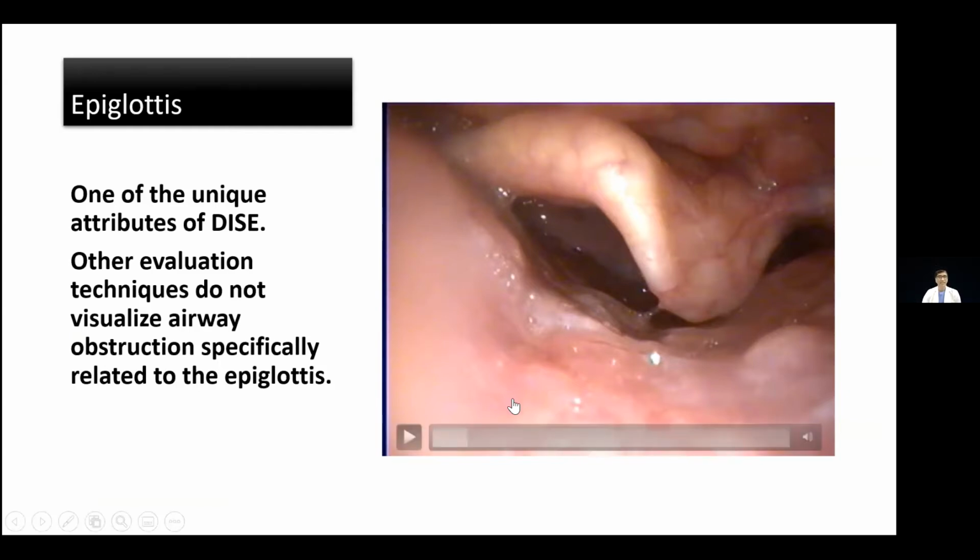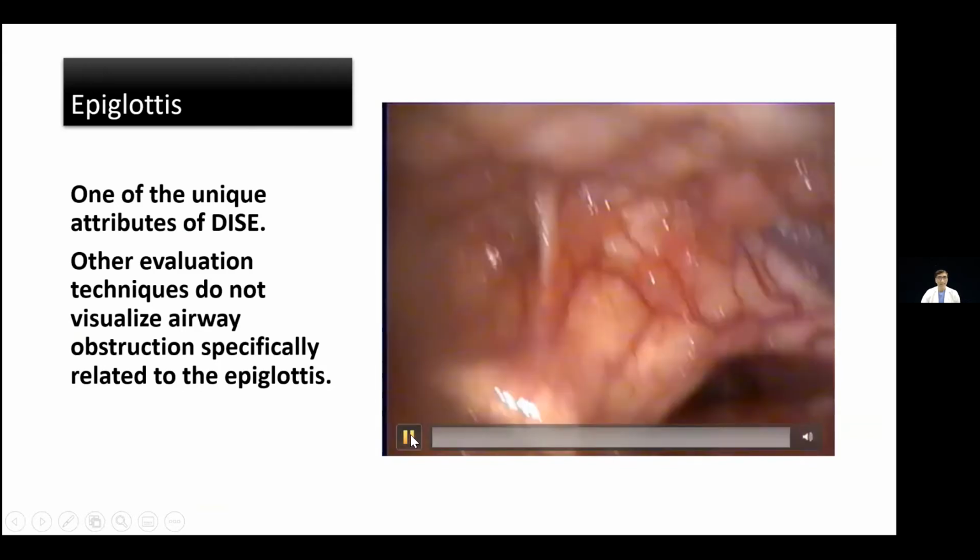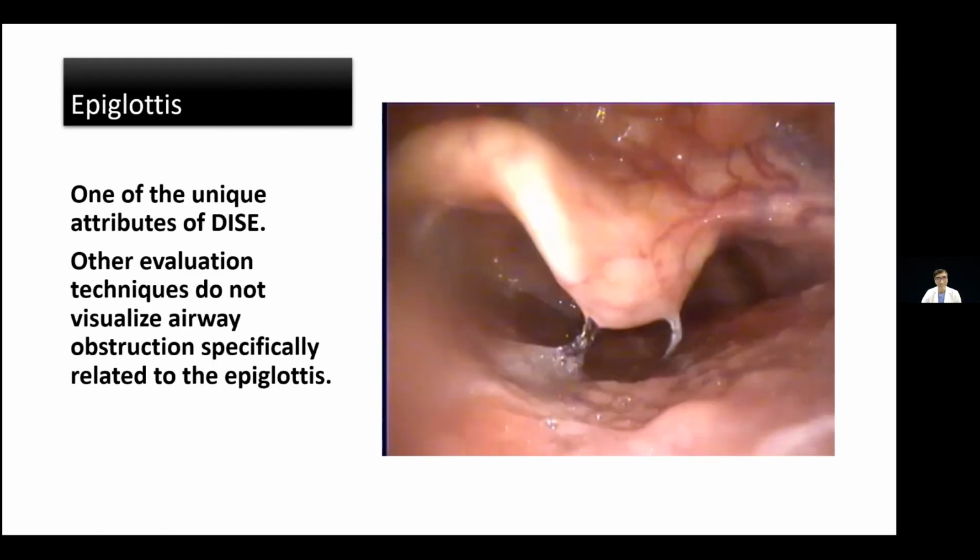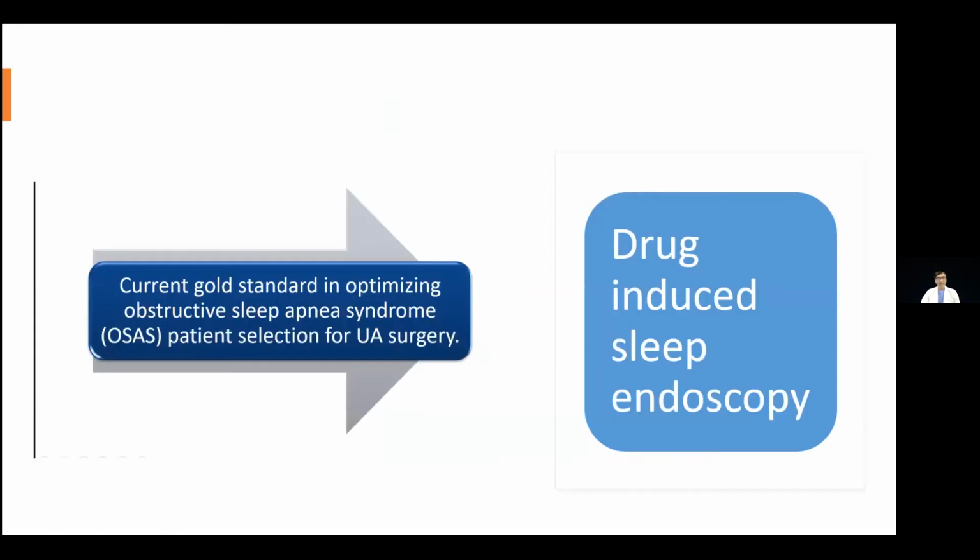Other evaluation techniques do not visualize the airway obstruction specifically related to the epiglottis. This is a statement that Dr. Vijay doesn't agree with. We've had many discussions about it. I mean, dynamic MR can also equally pick up the epiglottis. Anyway, that's a discussion for another time. So the current gold standard in optimizing obstructive sleep apnea treatment selection for upper airway surgery today is, I feel, drug-induced sleep endoscopy. Thank you very much for your patient listening.